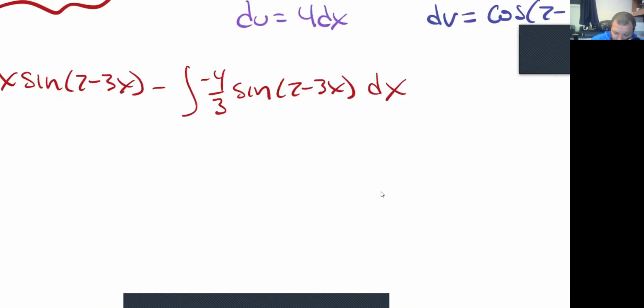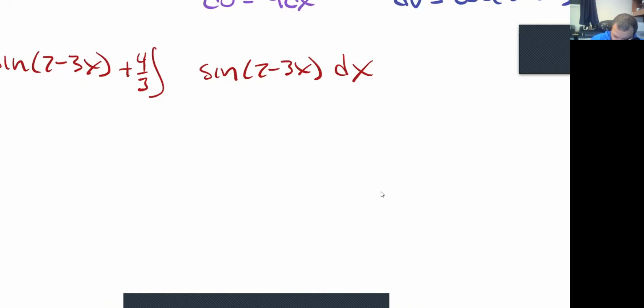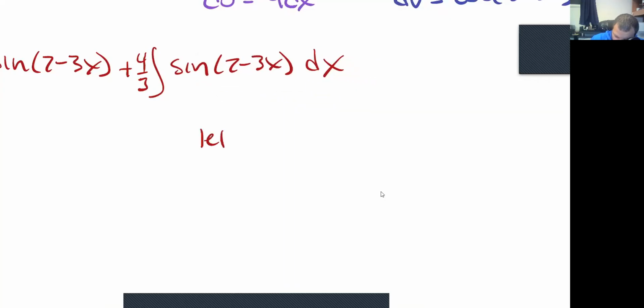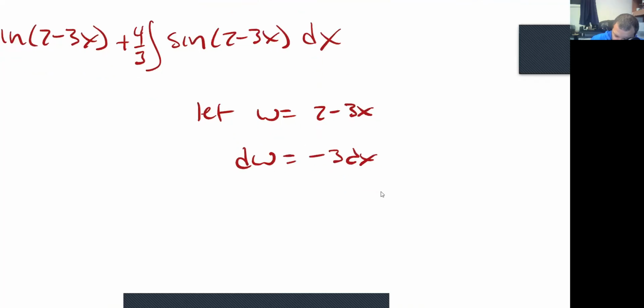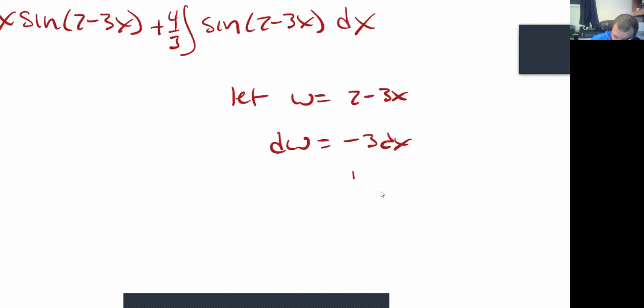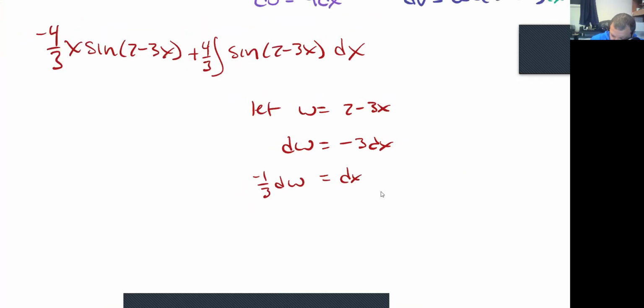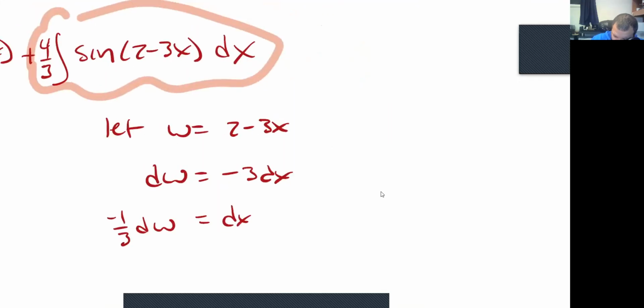And we're going to play the same game here, right? I'm going to just pull this negative 4/3 out as a positive 4/3. And if we said, let's go with a w. If we say let w equal 2 minus 3x, dw is negative 3 dx. So again, we'd have dx is negative 1/3 dw. All right, so this would be a u substitution at this point. Actually, I don't care about that 4/3 up front.